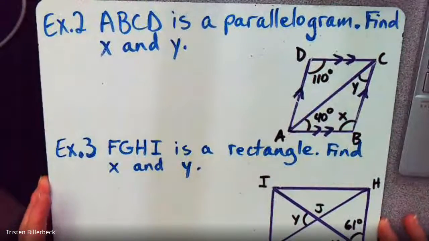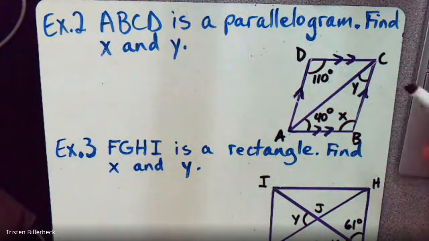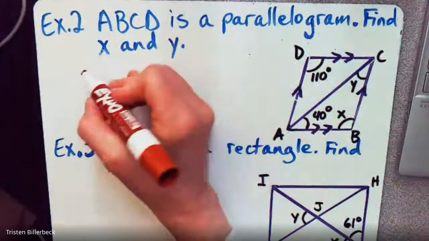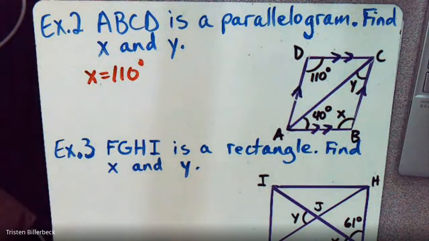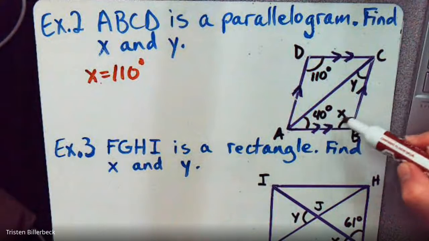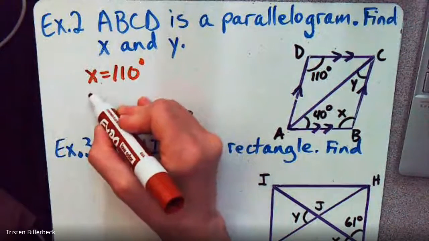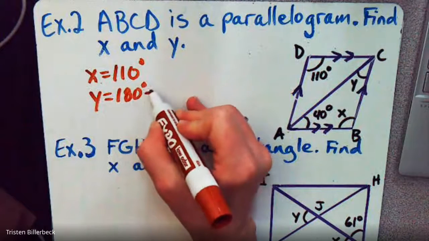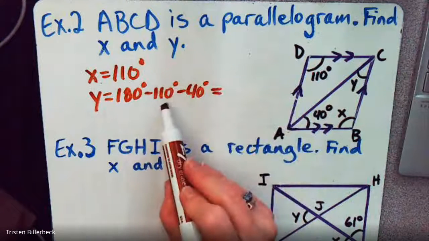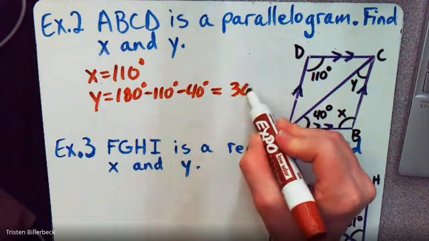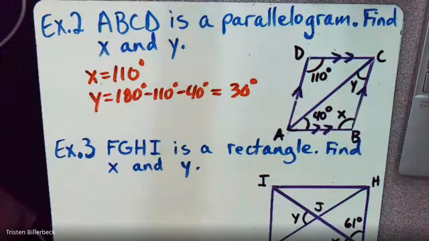ABCD is a parallelogram, so we want to find x and y. We know from that little list that opposite angles are congruent, so x is just going to equal 110 degrees. This is 40 degrees, and if that's 110 degrees, we know how many degrees are in a triangle: 180. So y would be 180 degrees minus 110 degrees minus 40 degrees. 180 minus 110 is 70, and 70 minus 40 is 30 degrees. So 40 plus 30 is 70, plus 110 gives us 180. That's how we figure out x and y.